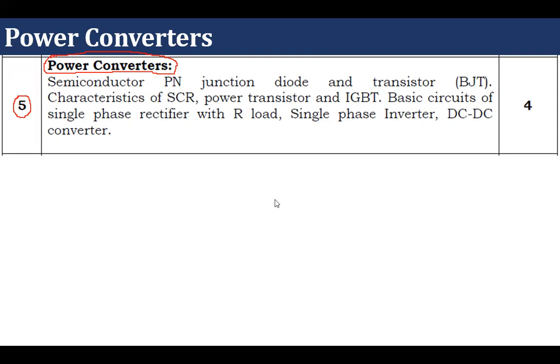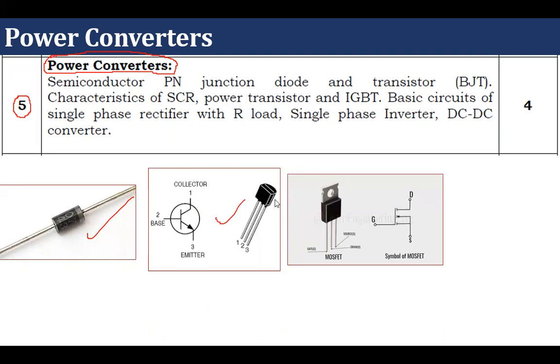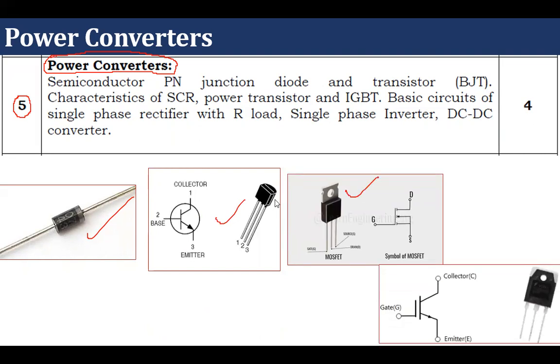So here we are going to see how we can convert power, and firstly we'll understand a few semiconductor devices like diode, and then bipolar junction transistor, MOSFET, IGBT, and then after we have to go through rectifier, inverter, and DC to DC converter. Again, very basic circuits we are going to study in this unit.